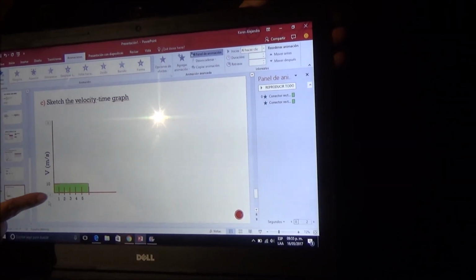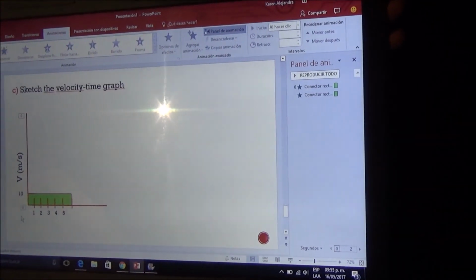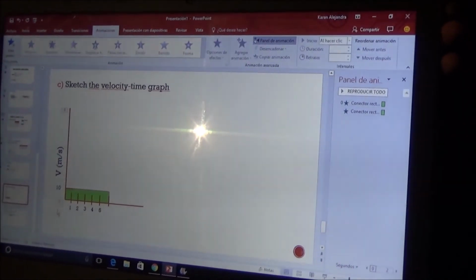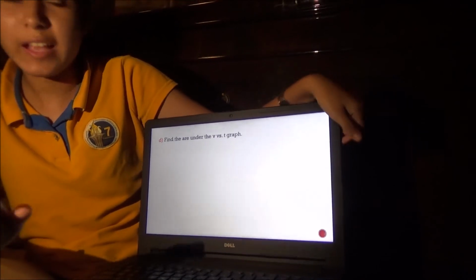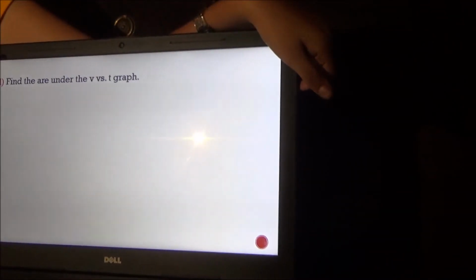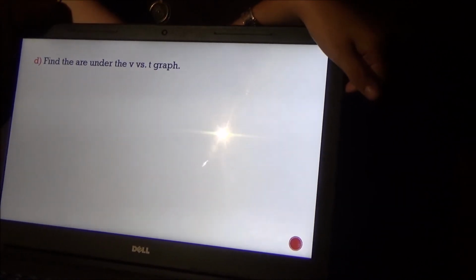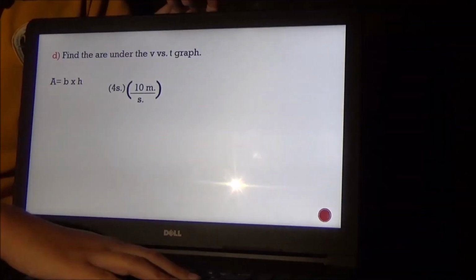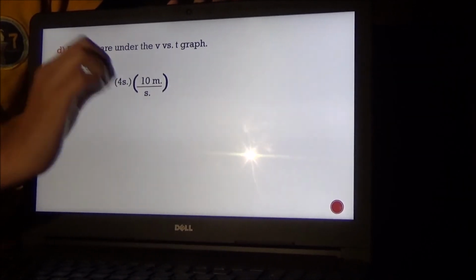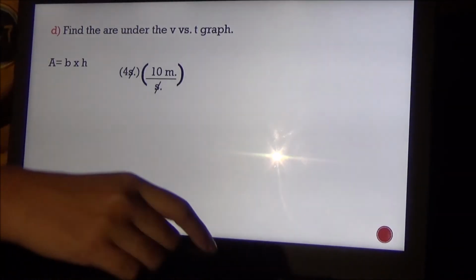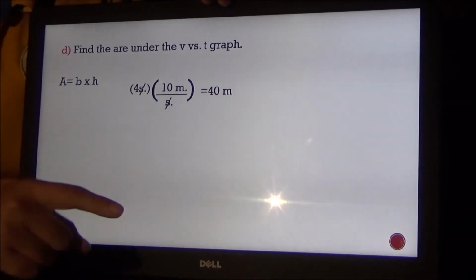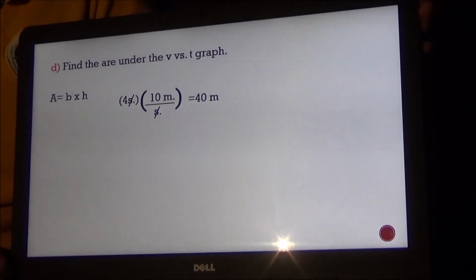So this will be because we know that the velocity is constant and it's 10 meters per second. So every second it moves 10 meters. And here we have it. Okay, now for the last question, it says, find the area under the velocity versus time graphic. Okay, so here is what we have to do. And now we can select seconds and multiply 4 by 10, which is equal to 40 meters. And that is our answer. Okay, so now that's all. Thank you for your attention.